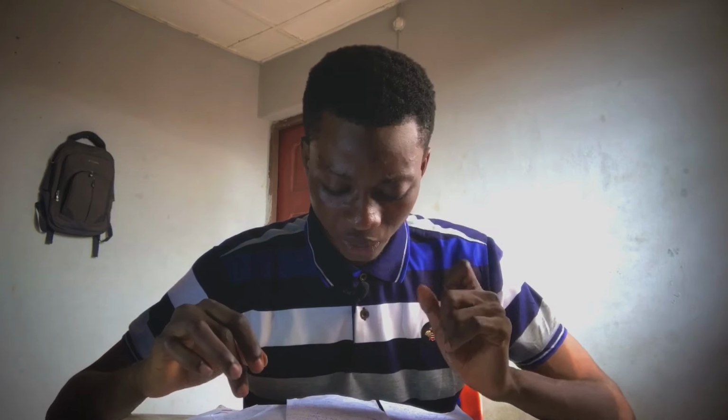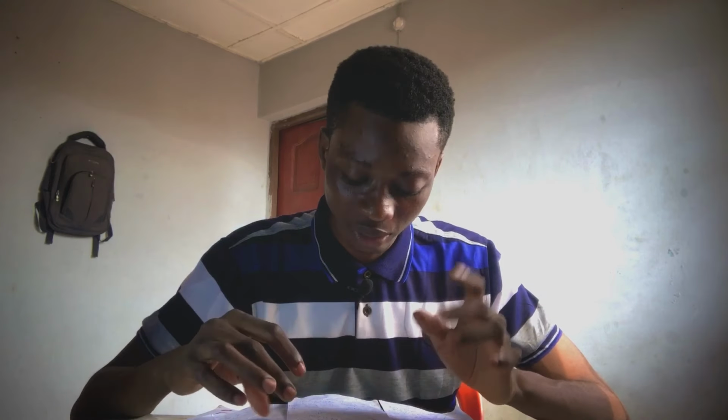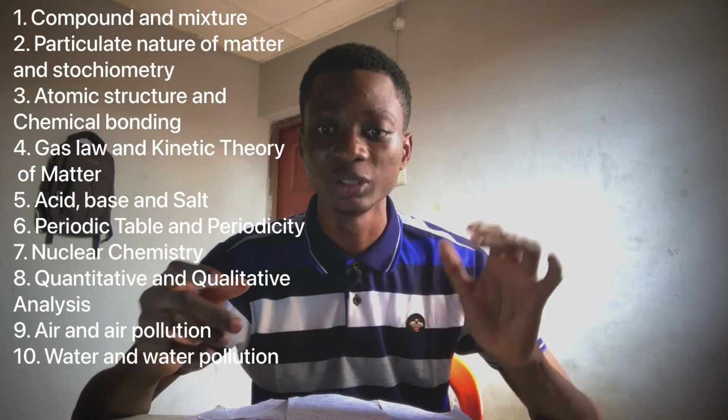So the next topic is air and air pollution. It's quite short and relatively simple. The next one is water and water pollution. So learn the types of water, soft and hard water, advantages of hard water over soft water, and a true solution and colloidal solution, and know the difference between solution and suspension. Also, learn the concept of solubility and how to calculate the solubility of a solution.